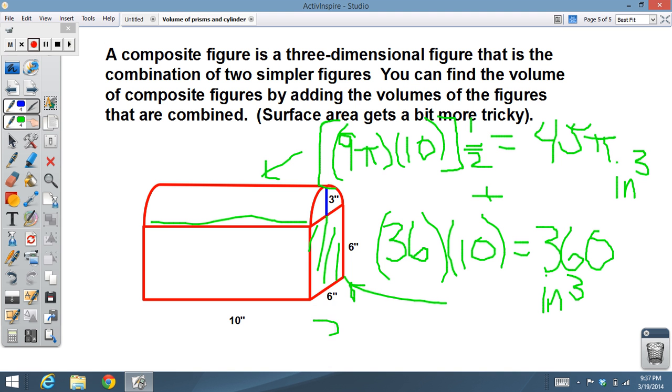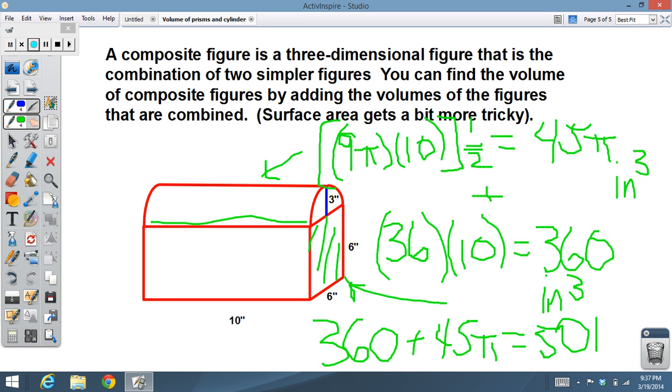And I add those up, 360 plus 45 pi equals 501.4 inches cubed. Cool? Cool. That's how we do volumes.